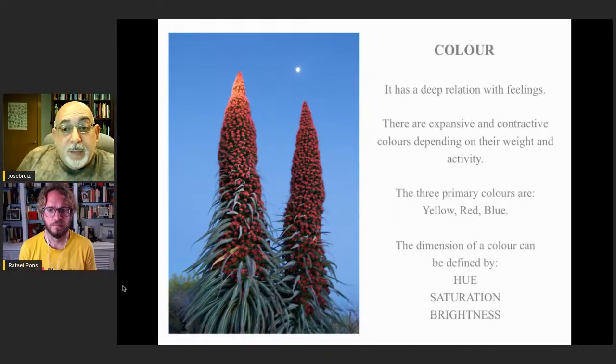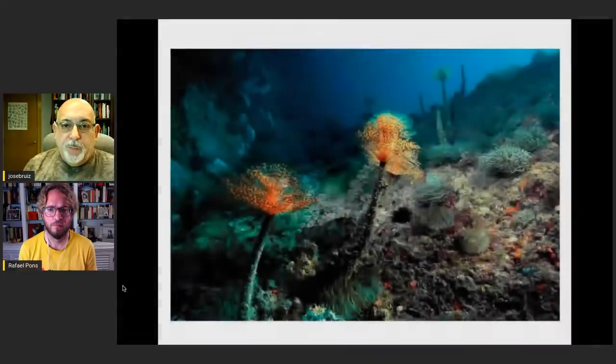The dimension of the color can be defined as hue, saturation, and brightness. Hue is the big family, the reds, the greens, the blues. Saturation is the pureness of gray inside the composition, inside their formula. But also saturation means how much gray does the color have inside. And brightness is about the luminosity of the color. It's not the same, blue sky or marine blue, deep blue.